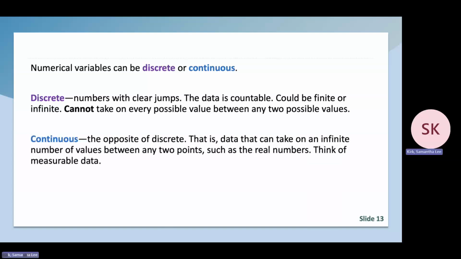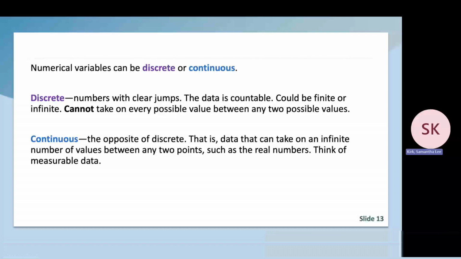While a continuous numerical variable is the opposite of that. It's data that can have an infinite number of values between any two points, such as the real numbers. The way that you can keep continuous variables straight is you have to measure it. Like imagine you have to use a scale or a ruler. That would be a continuous numerical variable.